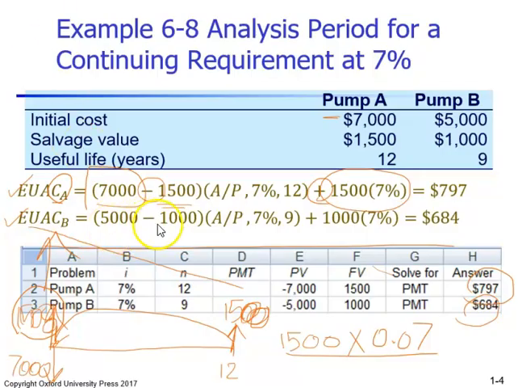The same logic has been used here. 5,000 is the initial cost, 1,000 is the salvage value. They bring it here, but they pay the annual interest rate for that 9 years transfer, exactly 9 years of annual interest.